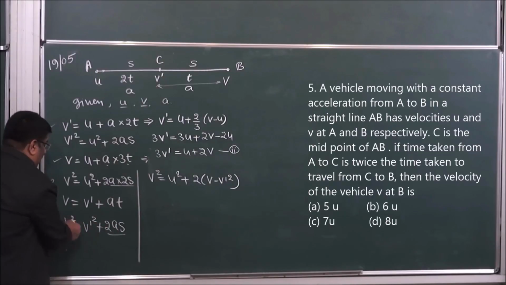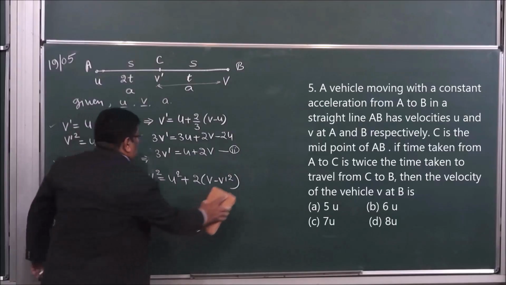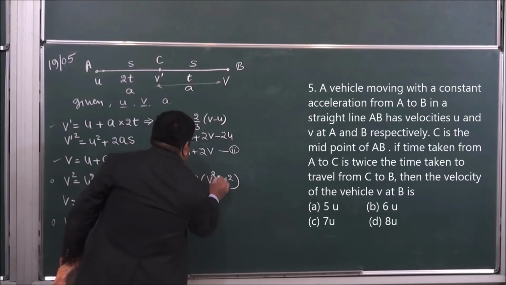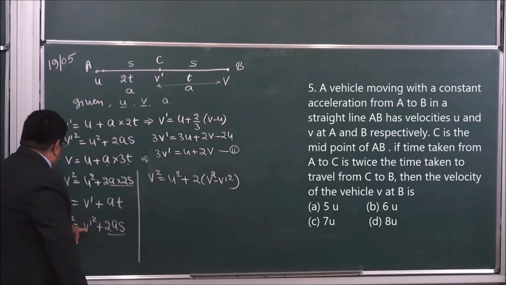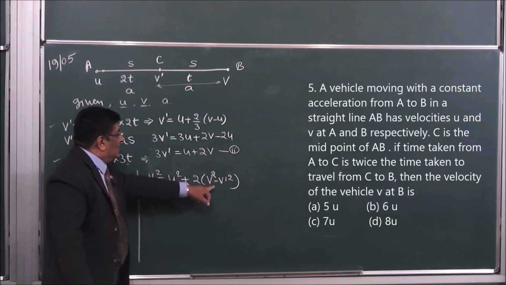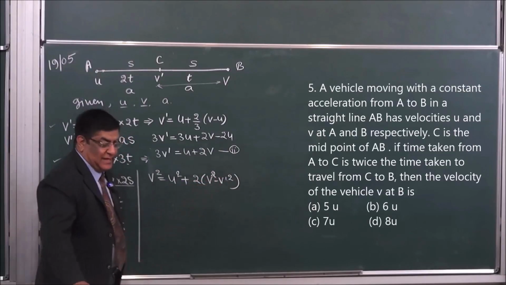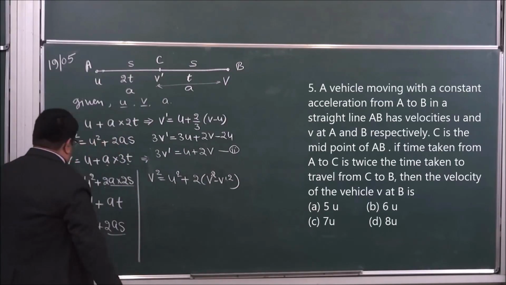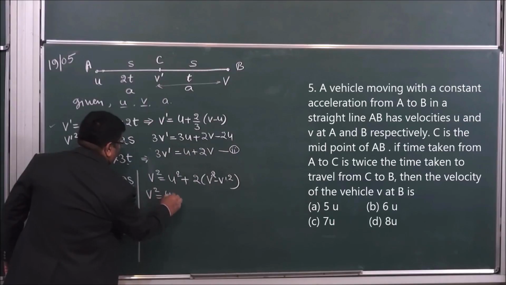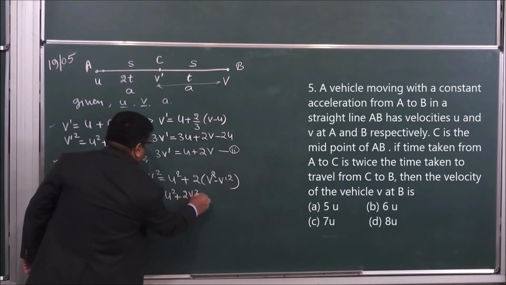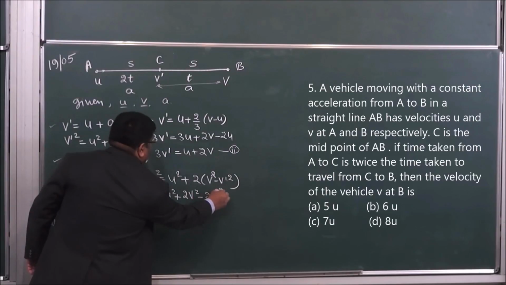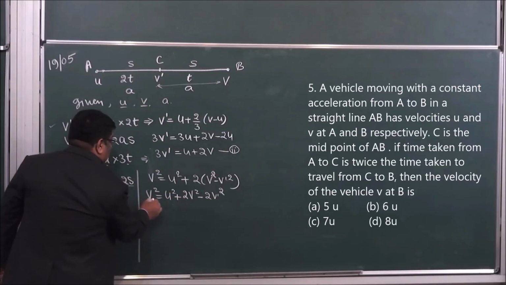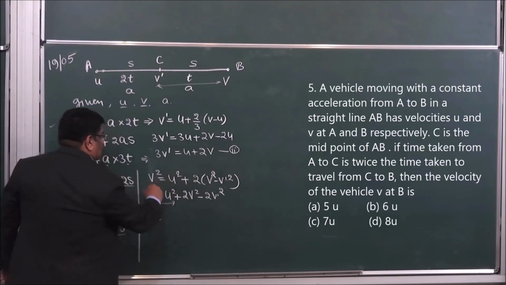See, 2as is equal to v square minus v dash square. Wherever we have 2as, we write v square minus v dash square. Now let's simplify this a little. So this will be again: v square is equal to u square plus 2 into v square minus 2 into v dash square. Okay, let us take this v square on this side and 2v dash on this side for symmetry.